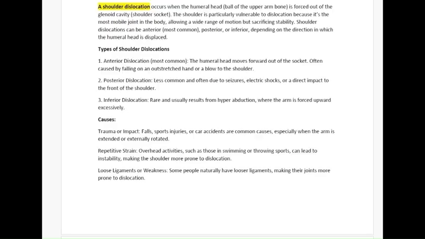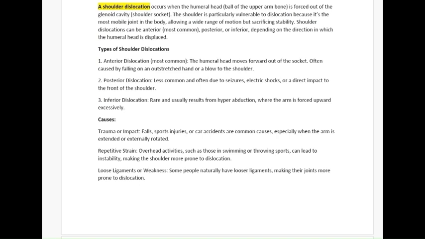Shoulder dislocation occurs when the humeral head, the ball of the upper arm bone, is forced out of the glenoid cavity, the shoulder socket. The shoulder is particularly vulnerable to dislocation because it's the most mobile joint in the body, allowing a wide range of motion but sacrificing stability. Shoulder dislocations can be anterior, posterior, or inferior. It depends on the direction in which the humeral head is displaced.